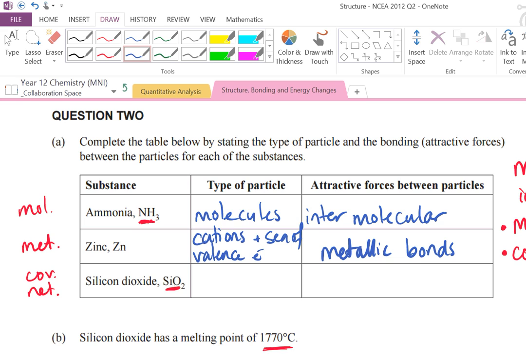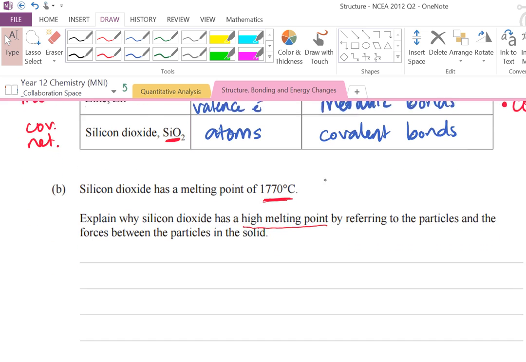Silicon dioxide, now this one's a bit tricky. Whenever you've got a covalent network, just get into the habit, this means that they are atoms. They are atoms held by multiple covalent bonds. And that multiple covalent bonds thing is going to become very important in the next question. Okay, so the first step there was working out what type of substance they are and then filling in the table. Moving on to B.